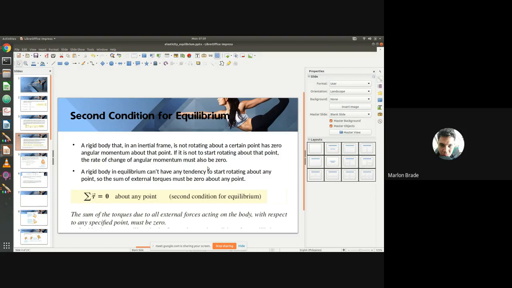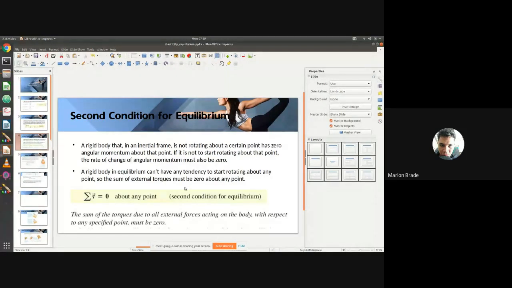Right? So in fact, if your angular momentum does not change at any given time, then your external torque is zero. Same goes if you say your angular momentum is always zero. If it is not rotating at all, the angular momentum is zero at any given point. There is no rotation at any given point. Same goes, the summation of your external torque is also zero. So a rigid body in equilibrium can't have any tendency to start rotating about any point. So the sum of external torque must be zero about any point.